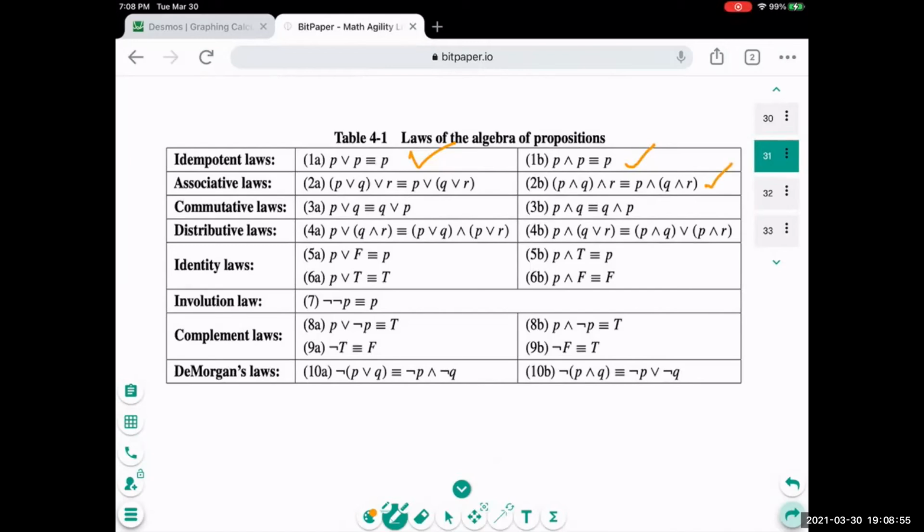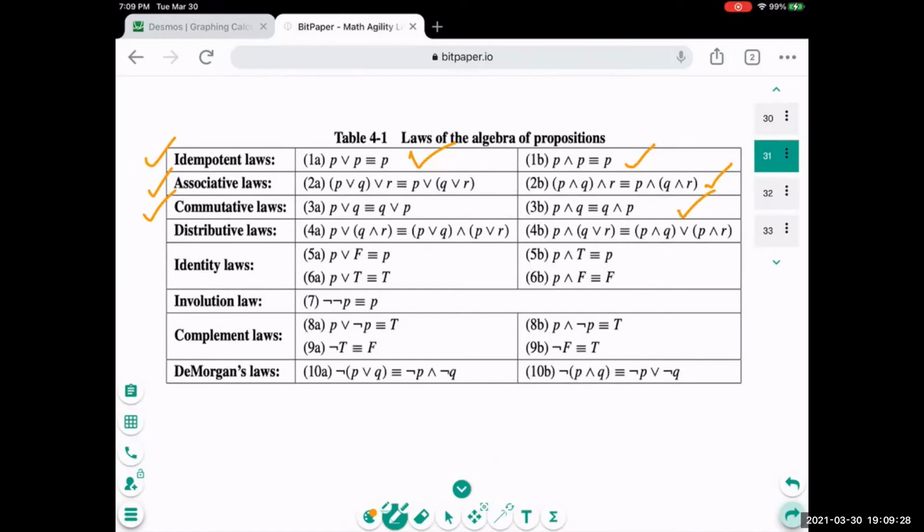And then next is yung commutative laws. So commutative, pwedeng mauna yung unang variable and then yung equivalent niya, uunahin naman natin yung second variable. So P disjunction of Q is also equivalent to Q disjunction of P. Ganon din sa conjunction. P conjunction of Q is equivalent to Q conjunction of P, right?